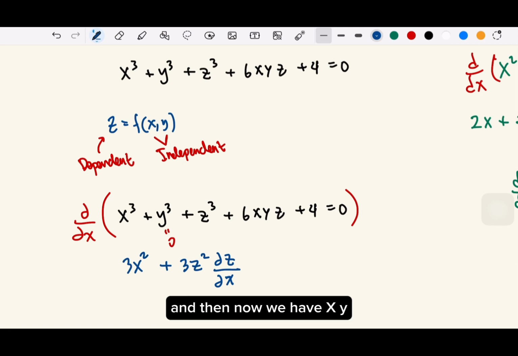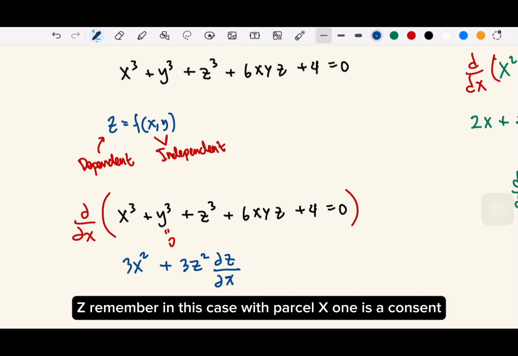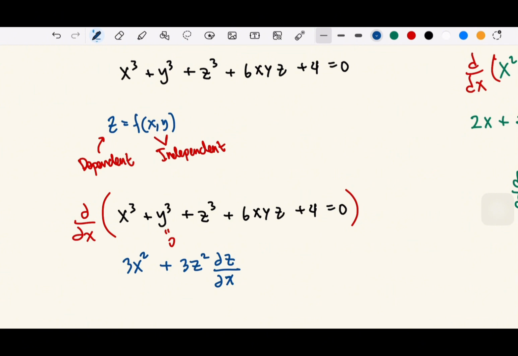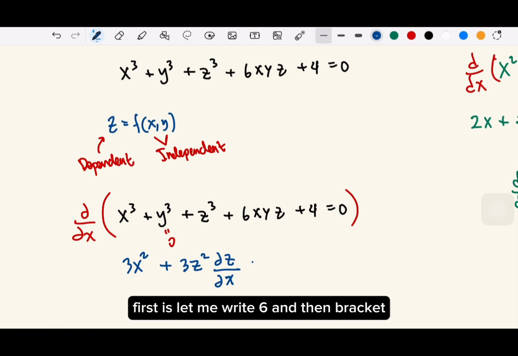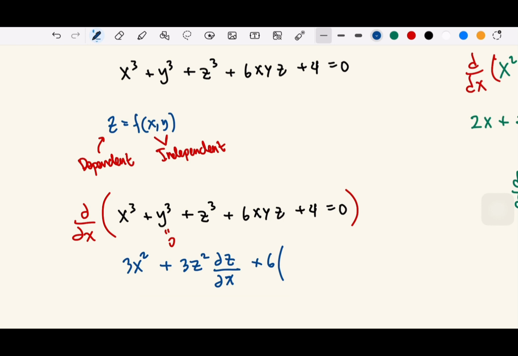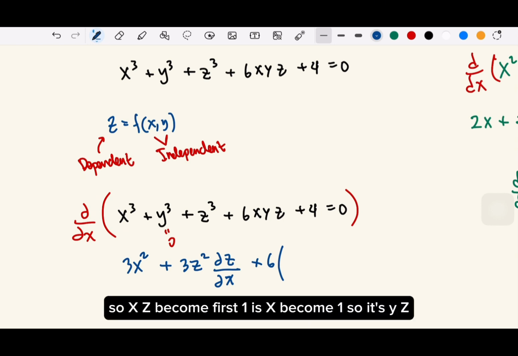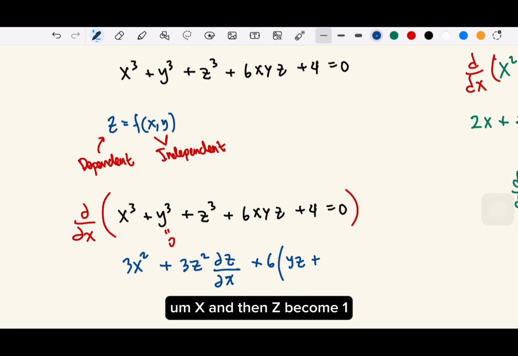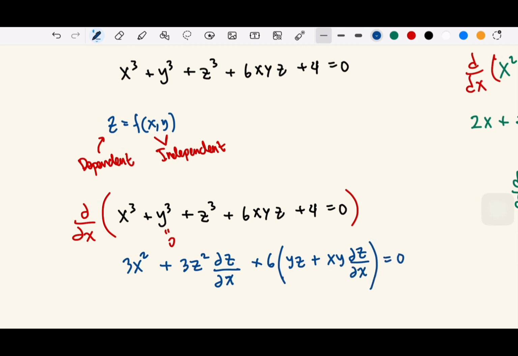And then now we have xyz. Remember, in this case with partial x, y is a constant. So we have x and z, which are two different functions, which means we are going to have a product rule. So for xz, first we write 6 and then a bracket. x becomes 1, so it's yz, plus x, and then z becomes 1, but we add dou z dou x. So it becomes xy dou z dou x. And that's the procedure.